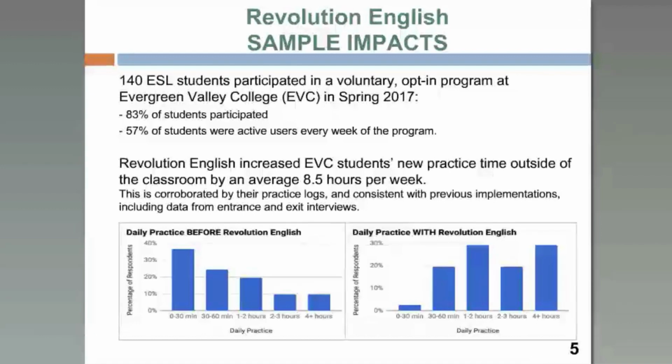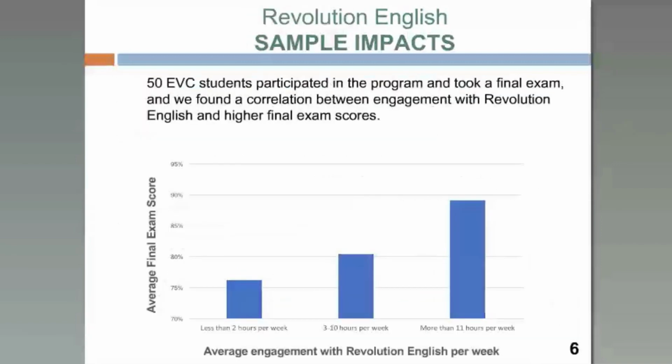And then with practice logs, with them logging their hours, and also with entrance and exit interviews, we found the daily practice time that students reported practicing English outside of class significantly increased when they were using Revolution English. So you'll see at the bottom of your screen there the daily practice before and with Revolution English, and you'll see those hours significantly increased. Now, some data that I think is a little more interesting is this next slide, because this practice time is self-reported. So we do take that with a grain of salt, knowing that students are self-reporting those hours.